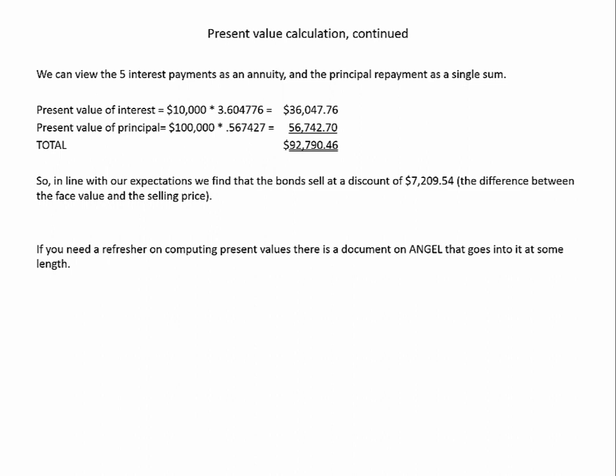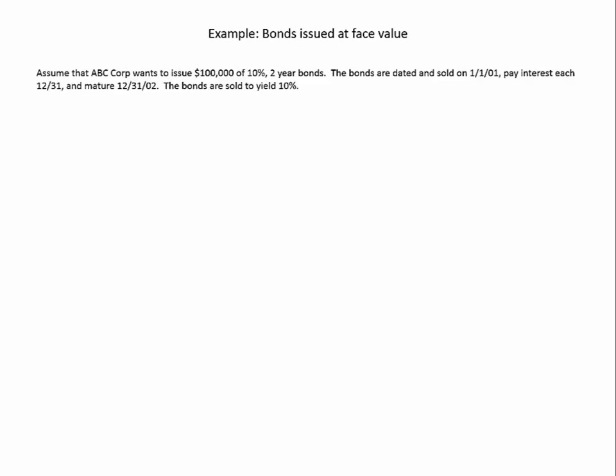The interest rate is a function of the real rate of interest, plus the inflation premium, plus the risk premium associated with default risk for that particular buyer. So we always discount it at the market rate of interest, not the coupon or stated rate. Now let's go ahead and go through some examples of how to account for bond issuances. We'll start with the simplest example, where the bond is going to be issued at face value, and it's going to be issued on its dated date.